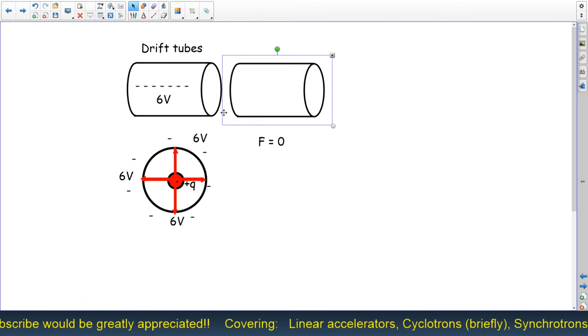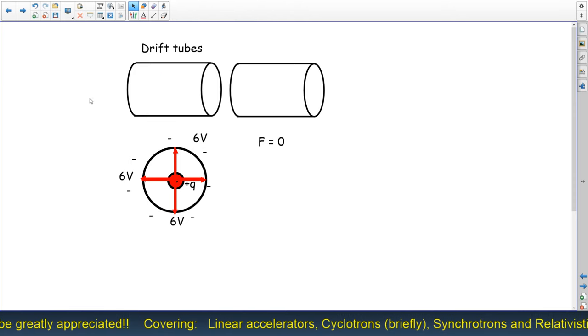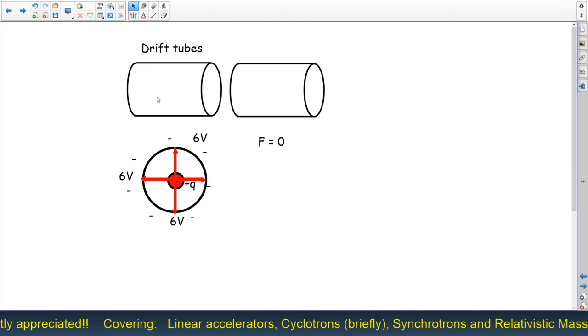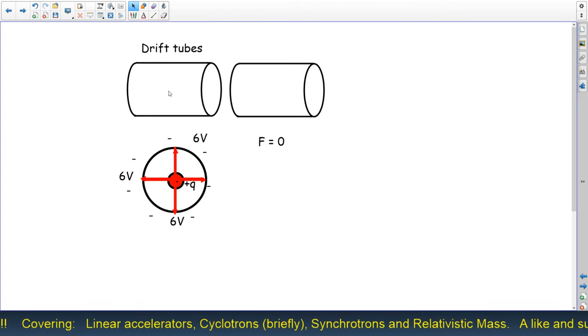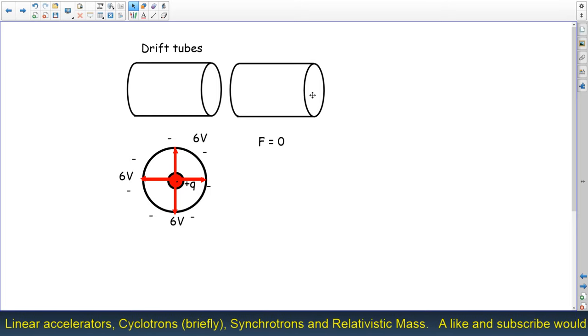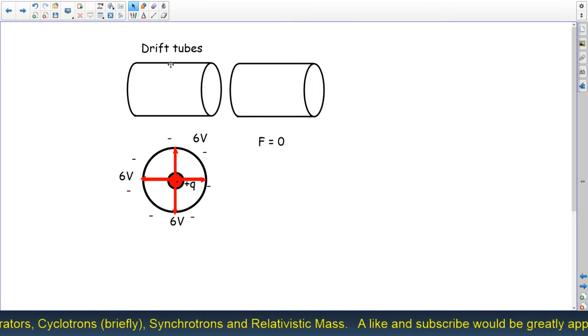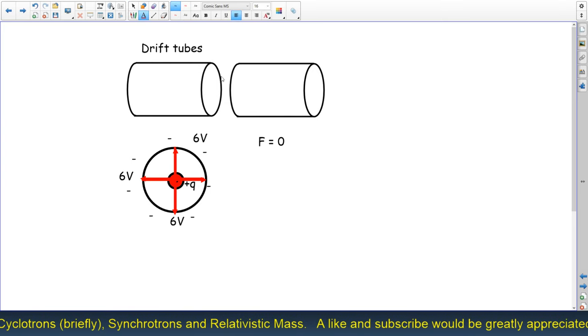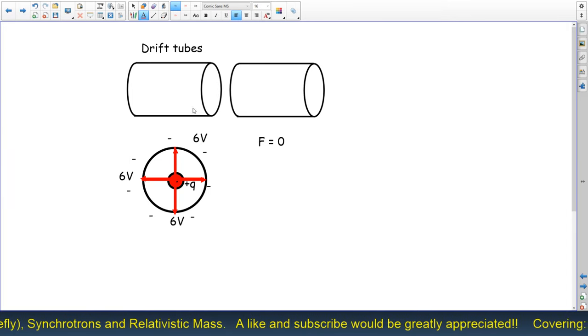Okay, so the logical solution then is to make these drift tubes as short as you humanly can. So they come in, they stay nice and short, they go into the drift tube for a little minute, just long enough for me to change over my AC voltage from positive to negative, and then pop out the other side, change from negative to positive, out the other side, just long enough for it to go along here. The problem is we get higher and higher and higher in speed.